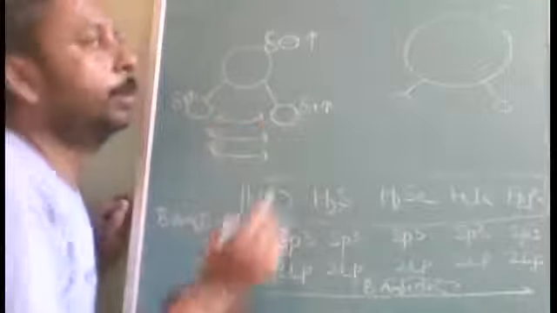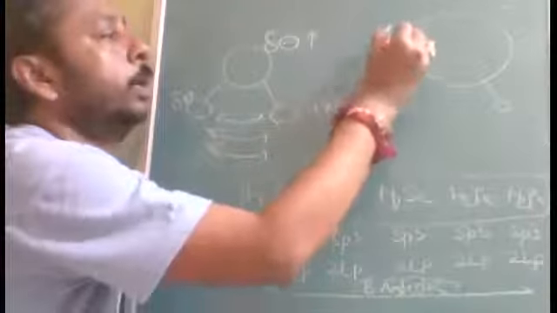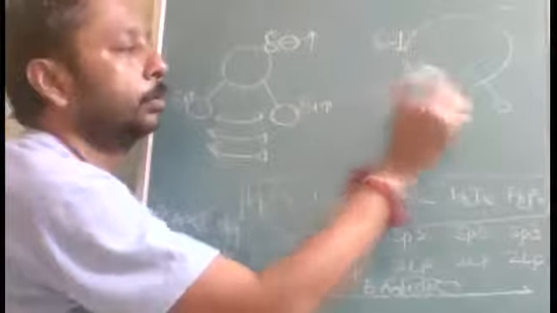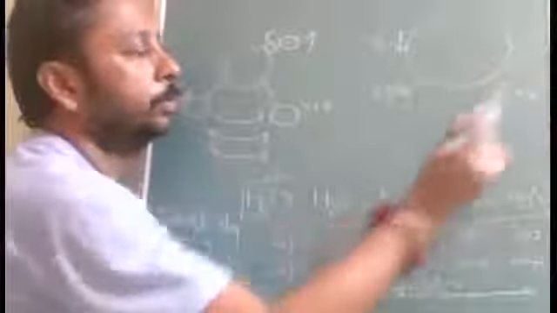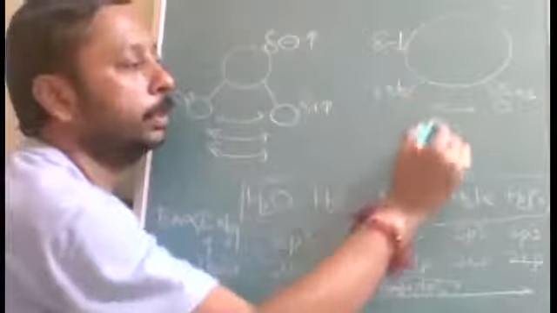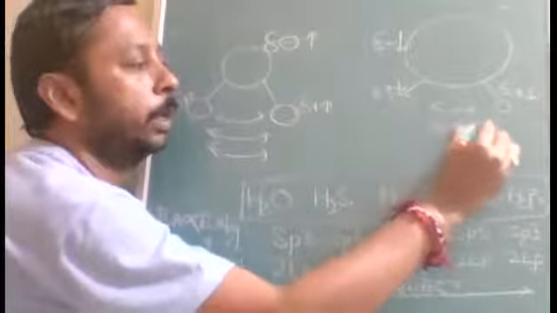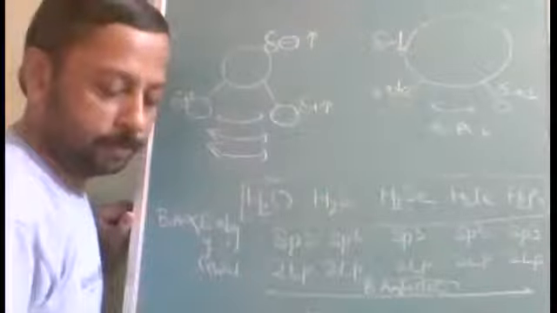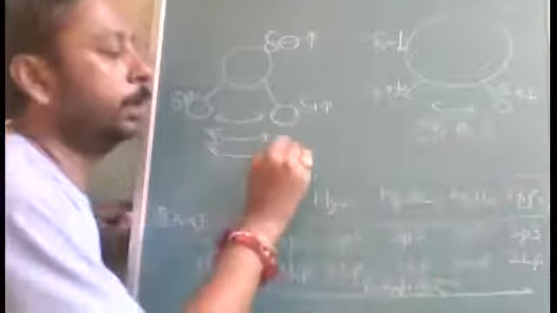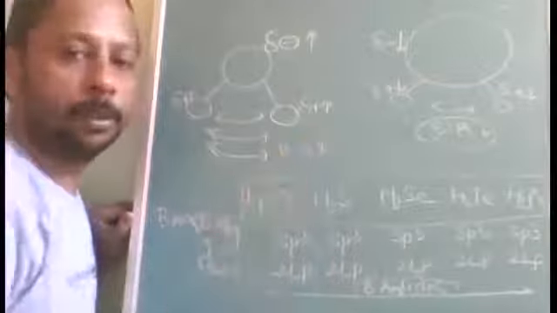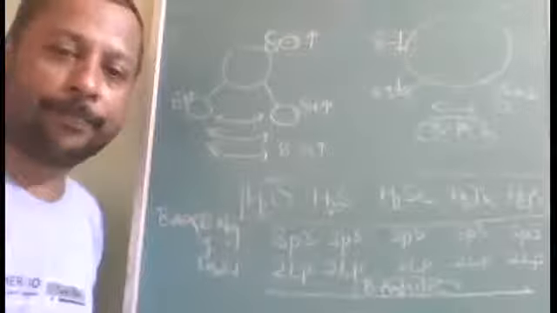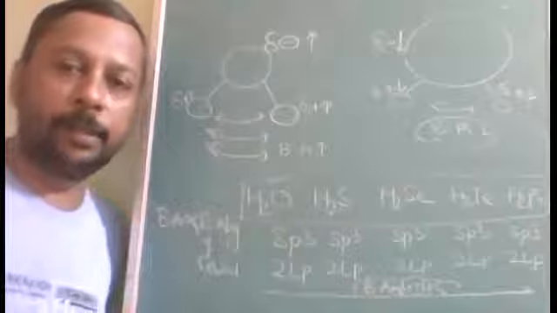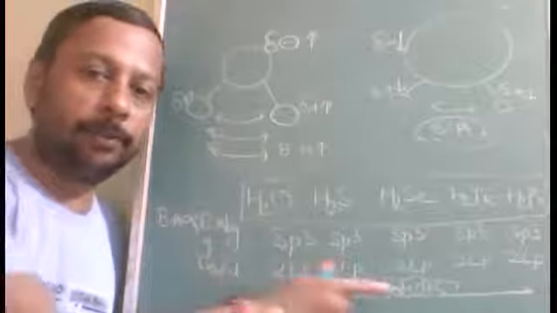Is it understood? But here, electronegativity is less, so the positive charge is also less. So repulsion is very less, and the bond angle is minimum. The bond angle is less here, and here the bond angle is maximum. Note this down. This diagrammatic explanation is better to understand. Understood? This order is very clear.